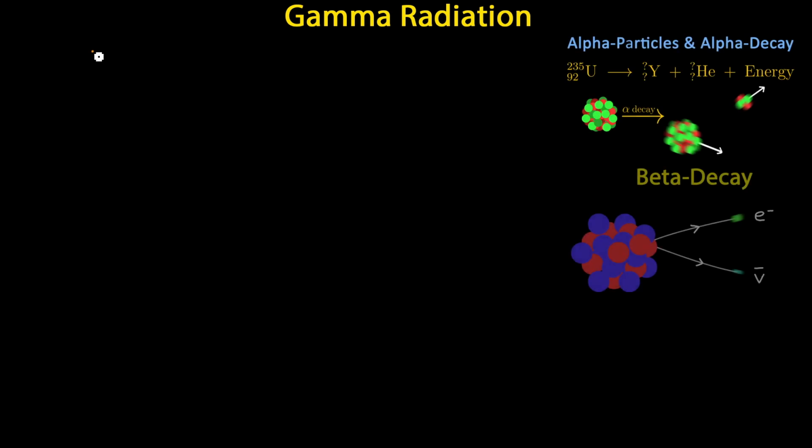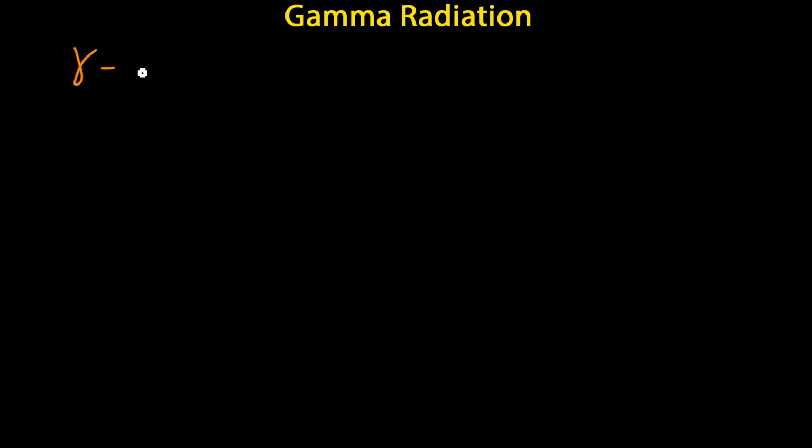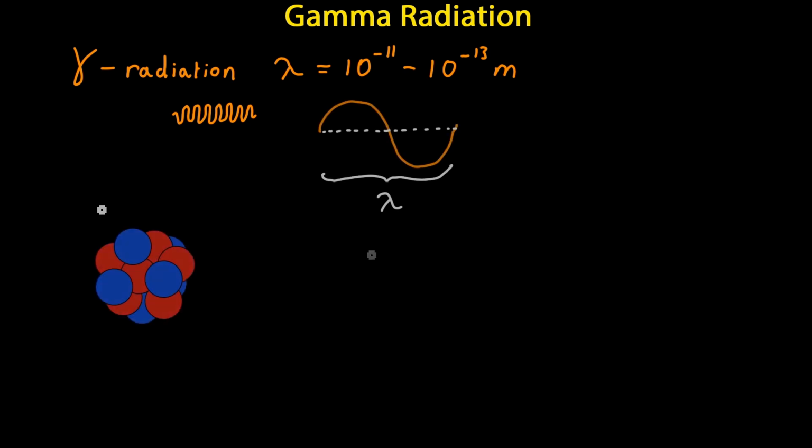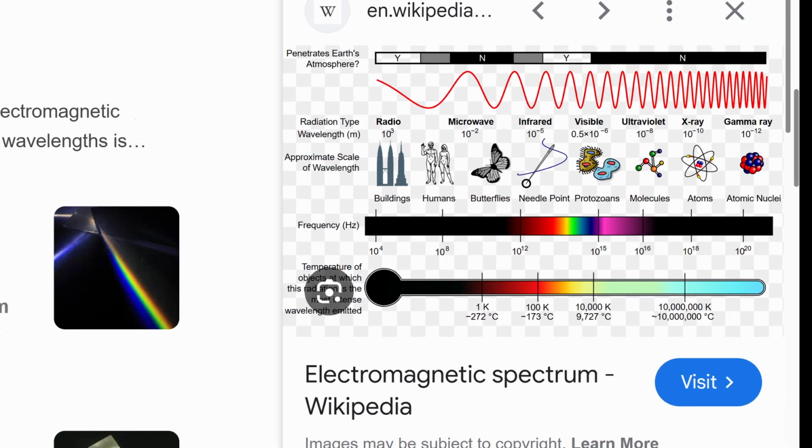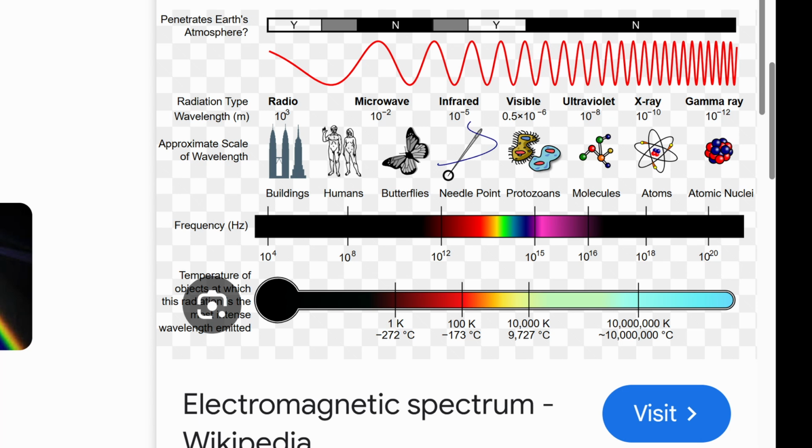So we talked about alpha and beta decay in the last few lessons. The last type of radiation we're going to talk about is called gamma radiation. Gamma radiation, or gamma rays, are high energy photons that are emitted by atomic nuclei, and their wavelength ranges from 10 to the minus 11 meters down to 10 to the minus 13 meters, which is smaller than the size of an atomic nucleus. And if we have a look at the electromagnetic spectrum here, on the far right hand side, this is where you find the gamma rays, just after the X-rays.